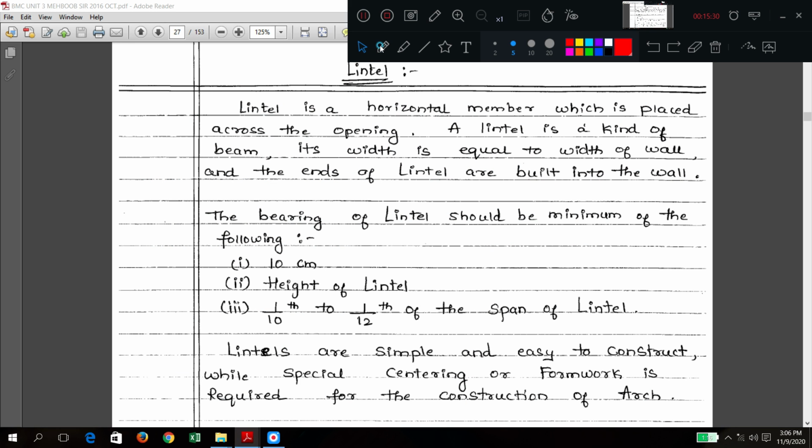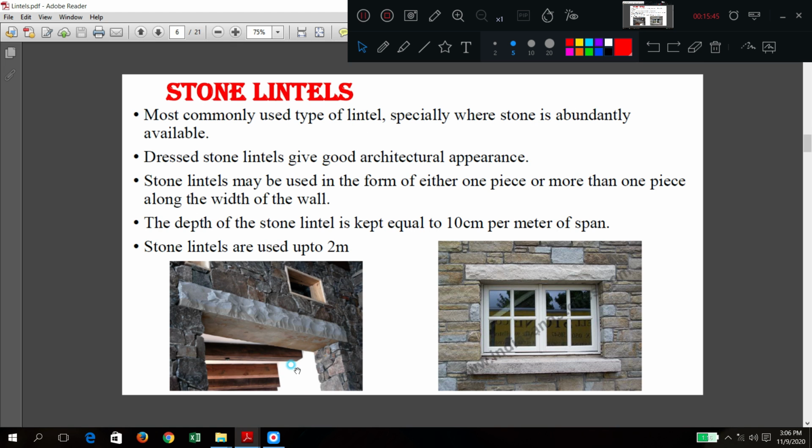So here they have written like this: its width is equal to the width of the wall, and the ends of the lintel are built into the wall. The ends, what I have shown now, are the bearings. Ends are built inside the wall. So here you can see the ends are built inside the wall.